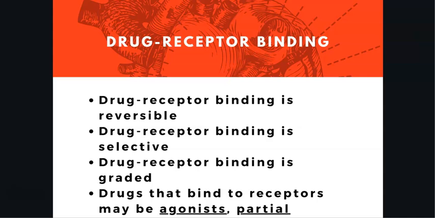So when we talk about drug receptor binding, it is reversible, selective, and graded. When a drug receptor binding is graded, the more receptors filled, the greater the pharmacological response. And drugs that bind to receptors can be agonists, partial agonists, or antagonists.